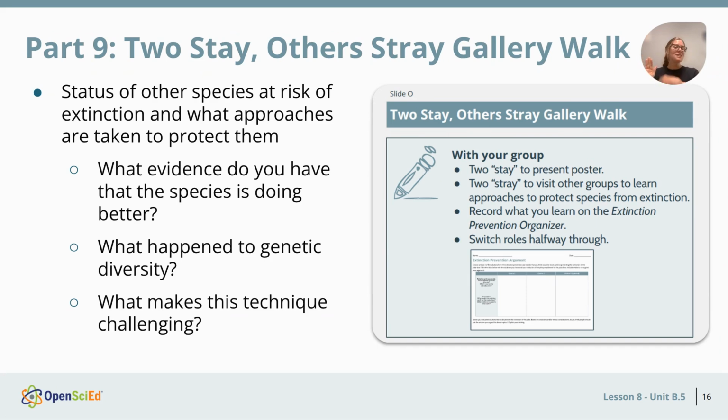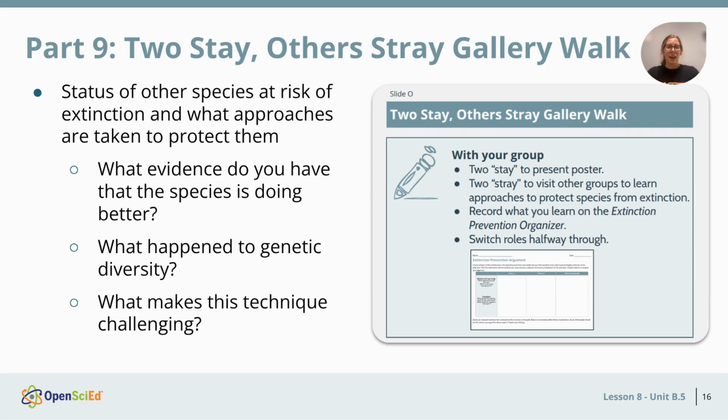This is the species. These are the conservation methods. This is how successful they are. And then after some time, they'll go ahead and swap. The ones that stayed now stray. And they're looking at the status of other species at risk of extinction and what approaches are taken to protect them.